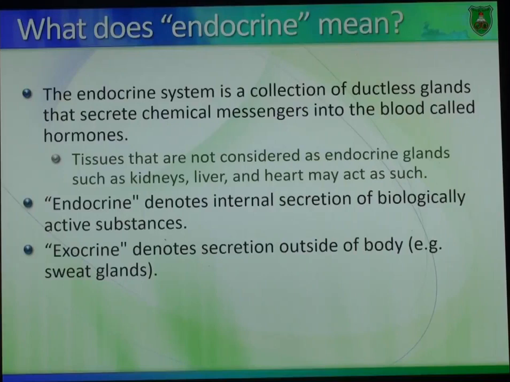So the word endocrine means internal secretion of biologically active substances, and this is in contrast to the word exocrine, which is exemplified by sweat glands, where secretion occurs outside the body.